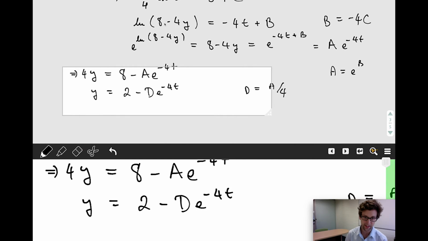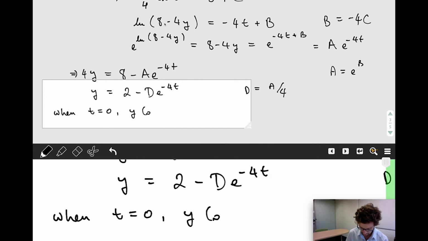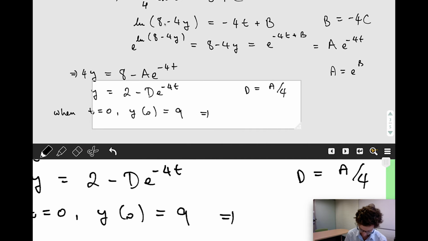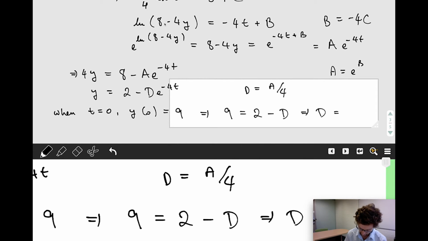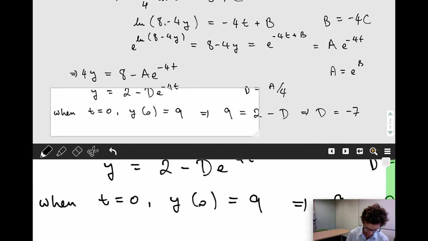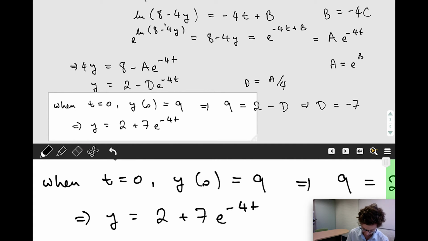And finally I can fix d by using my initial conditions. So when t is equal to 0, we're told that y is equal to 9. So that implies that 9 is equal to 2 minus d e to the 0, which gives me that d is equal to minus 7. So my solution is y is equal to 2 plus 7 e to the minus 4t.